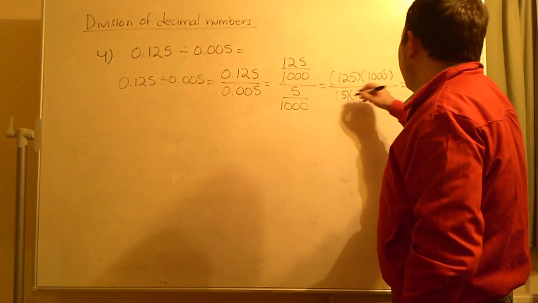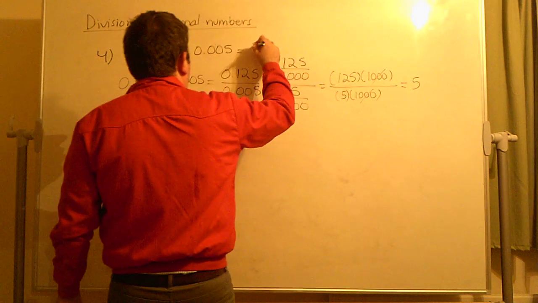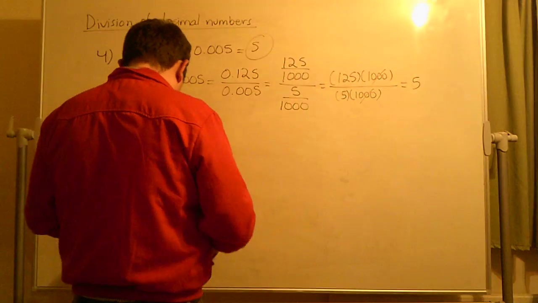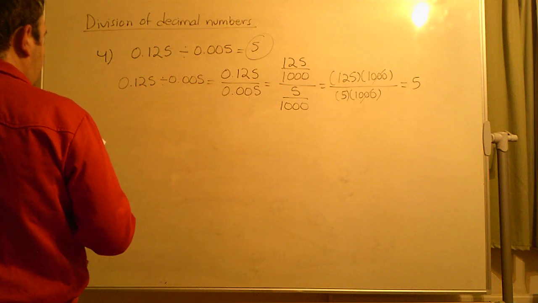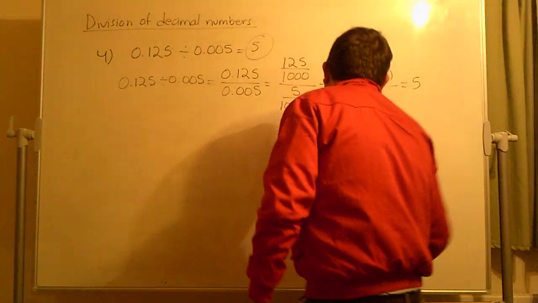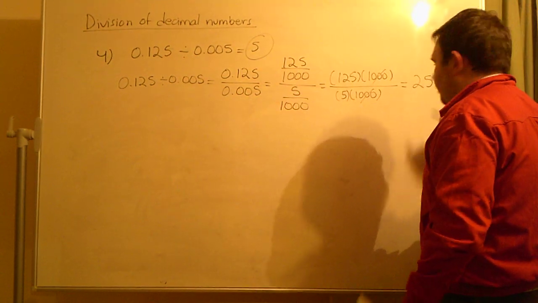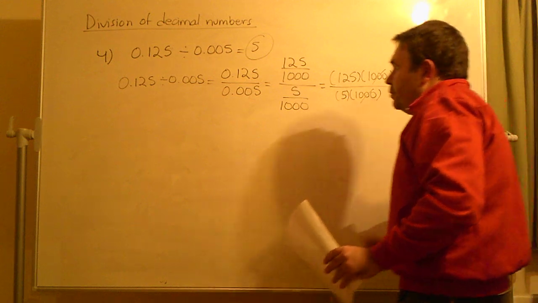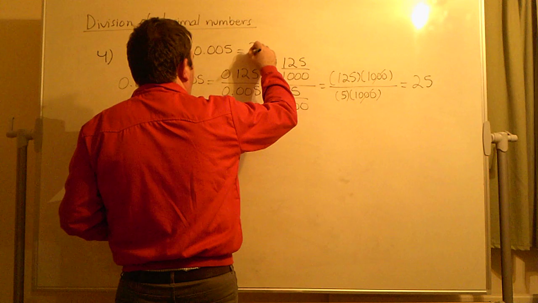So 125 divided by 5 is 5. So the final result will be 5. Sorry, 125 divided by 5. Actually, no, it's not 5, sorry, it is 25. Sorry. What was I thinking? 25, sorry.